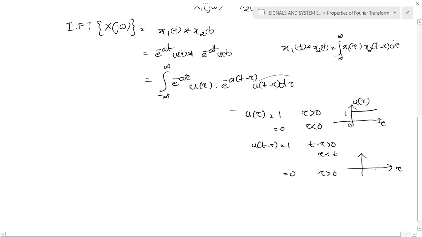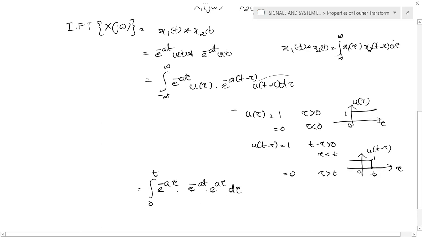If you draw the waveform, the variable is tau, and assume that t is a positive value, so it will be somewhere here, and for tau less than t the function magnitude is 1. So this is the signal u of t minus tau. If you observe these two signals, you can see that if you multiply u of tau and u of t minus tau, your integration becomes from 0 to t e raised to minus a tau into 1 into e raised to minus a t into e raised to a tau d tau.